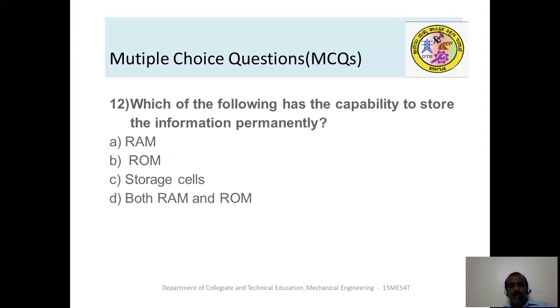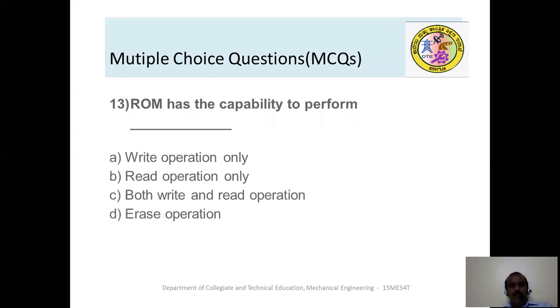Which of the following has the capability to store the information permanently? RAM, ROM, storage cells, both RAM and ROM. The answer is B, that is ROM, read-only memory. ROM has the capability to perform write operation only, read operation only, both write and read operation, erase operation. The answer is B, read operation only.